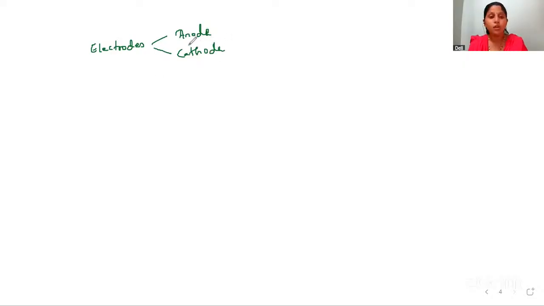So here I have a memory tip for you. What is the memory tip? Please remember, when we talk about oxidation and reduction, where do they occur? Whether they occur at cathode, whether they occur at anode. Please remember, oxidation always occurs at anode. And anode is the negatively charged electrode.